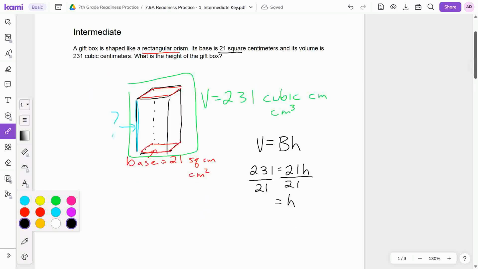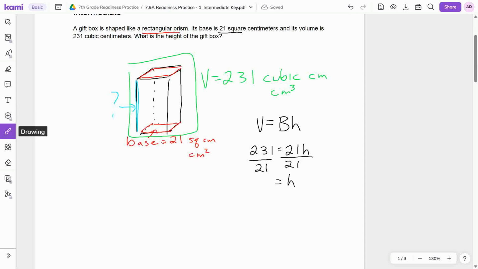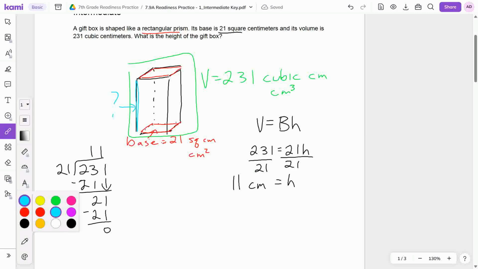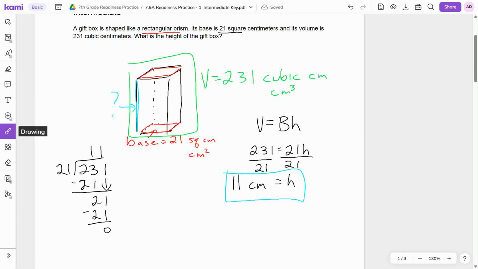Now let's divide, let's see, 21 into 231. 21 goes into 23 one time. Well, that makes it easy. It's just going to be 11. All right, so H equals 11, but we need a unit. And since we're talking about a single dimension, just its height, that is going to be cm. So that is our answer here. The height equals 11 centimeters for this box.